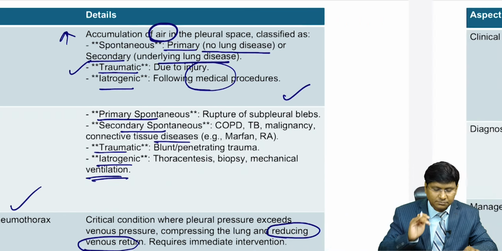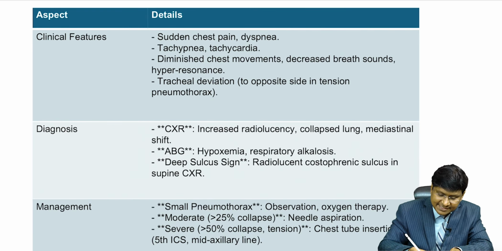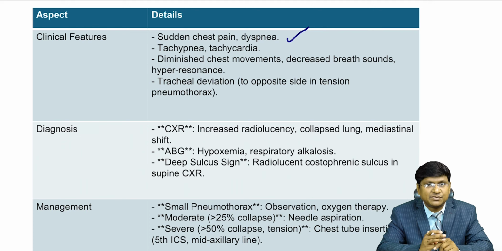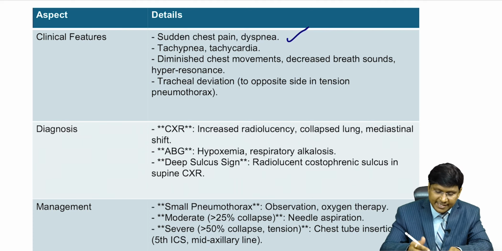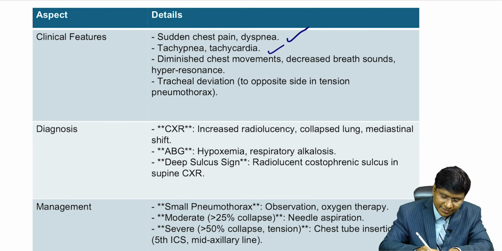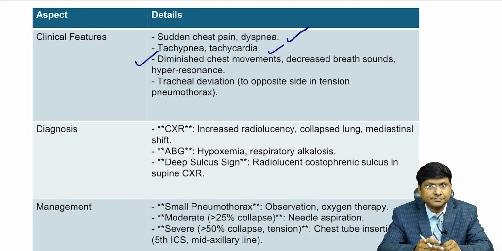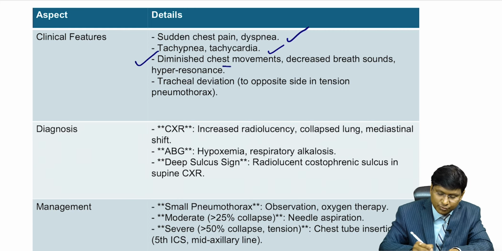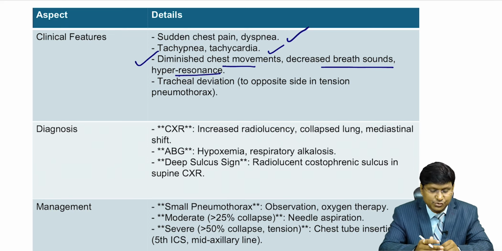So what will be the clinical feature? That is sudden onset dyspnea as well as chest pain, right? And the other important features are the tachypnea as well as tachycardia. Then there will be diminished chest wall movements, right? There will be diminished chest wall movements, decreased breath sounds, and hyperresonance.